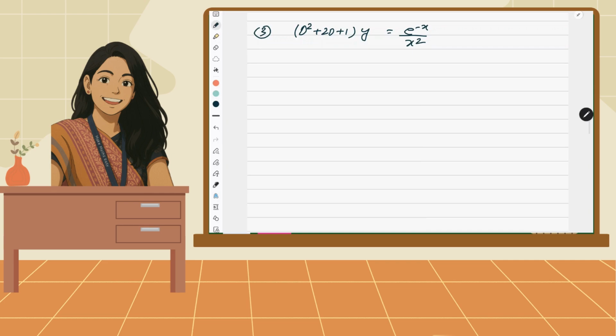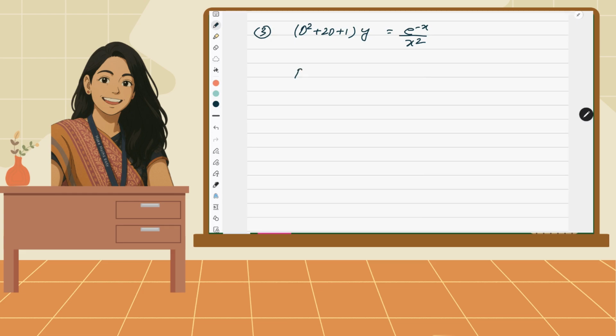Again, I will suggest you pause the video, do it yourself, then play the video and check. Now what will be the auxiliary equation here? m square plus 2m plus 1 is equal to 0. So that will be (m plus 1) whole square. So m will be minus 1, minus 1. So what will be the CF? (C1 plus C2x) and outside the bracket e to the power minus x.